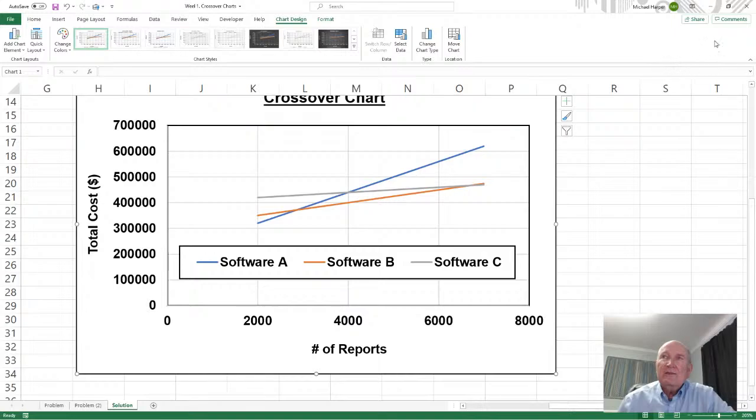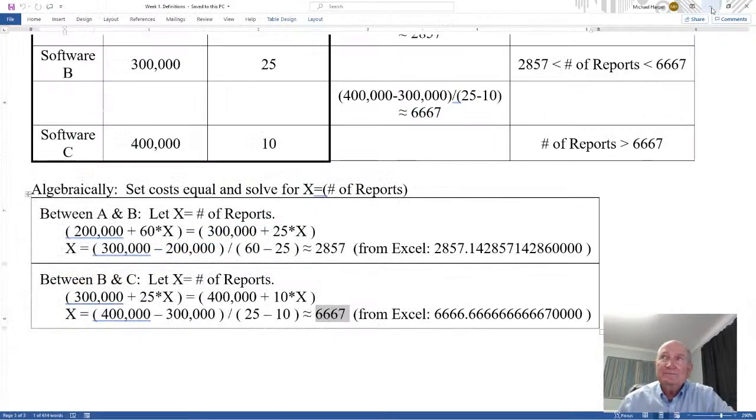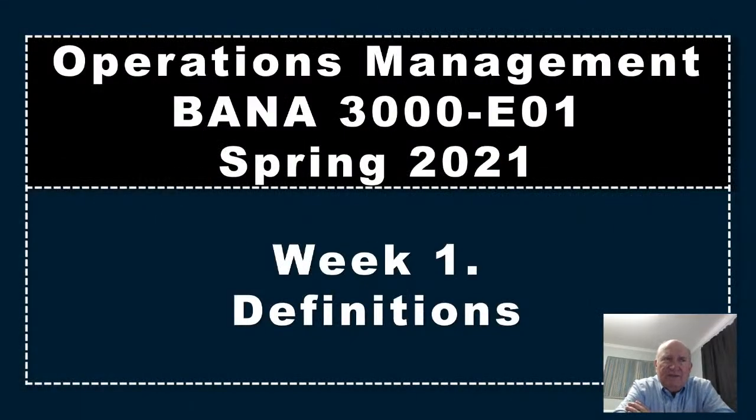Okay, that's all we have for this lecture. Week 1, definitions to get us started. Work the homework, and I hope this helps.